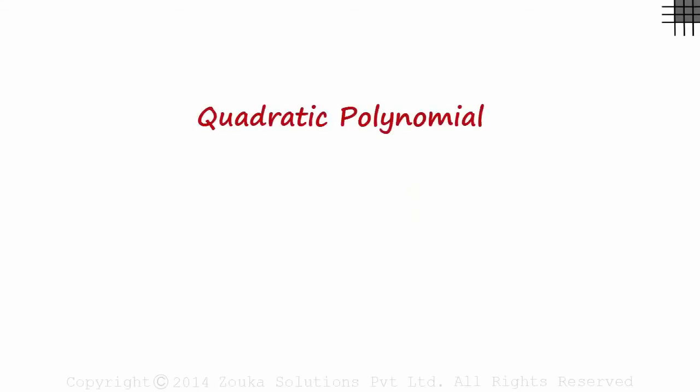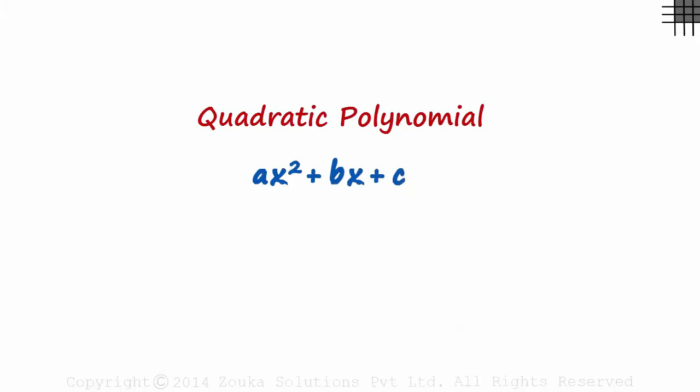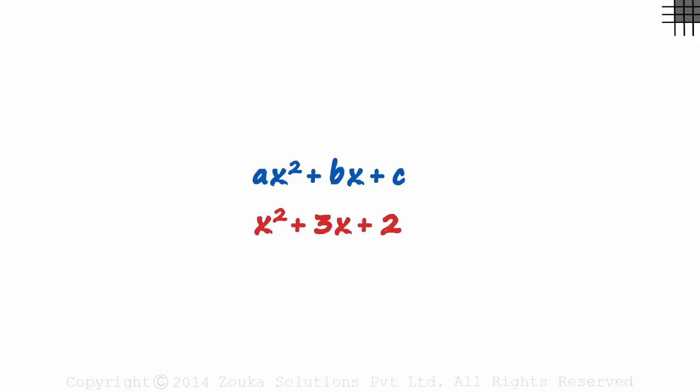A quadratic polynomial is of the form ax squared plus bx plus c. So something like x squared plus 3x plus 2. How do we factorize this? This is in the ax squared plus bx plus c form.